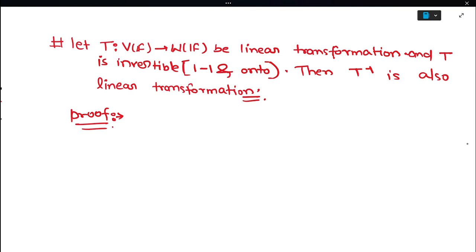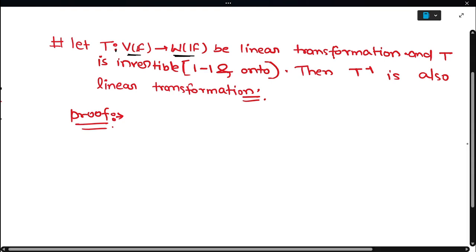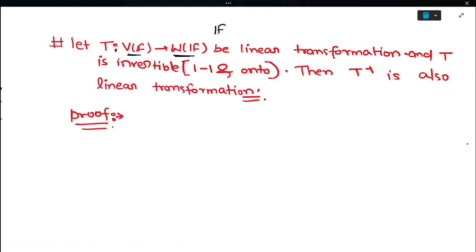We have a linear transformation from vector space V to vector space W, and both the vector spaces are over the field F. It is a linear transformation, and T is invertible, which means it is 1-1 and onto. Then we have to show that T inverse is also a linear transformation.